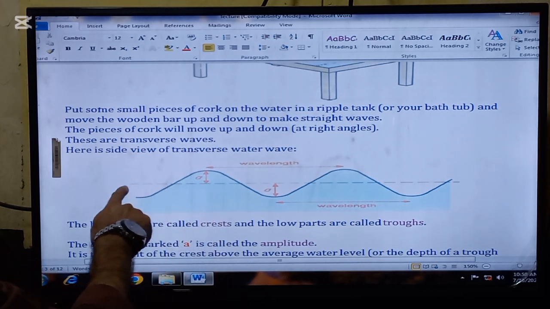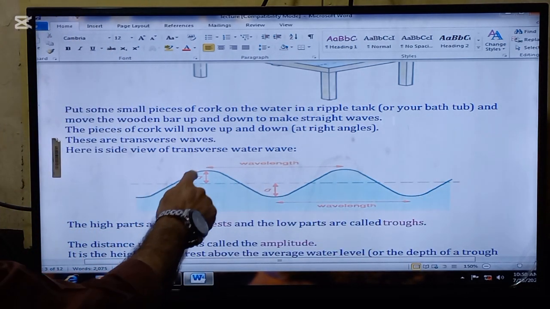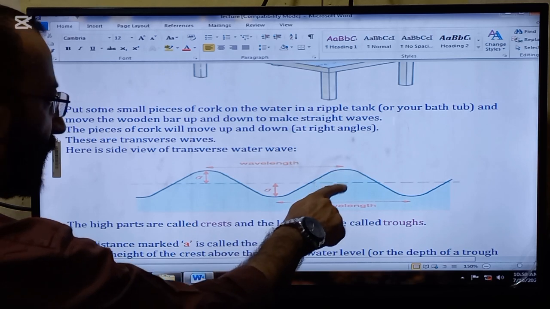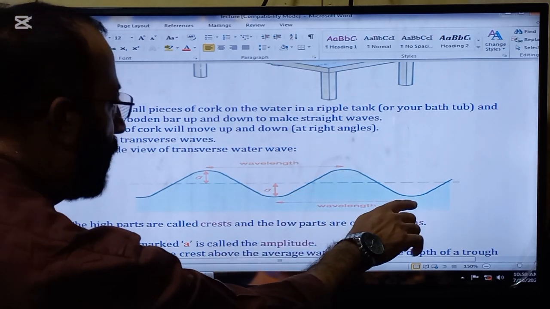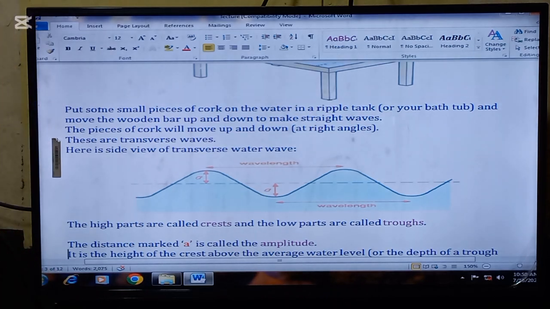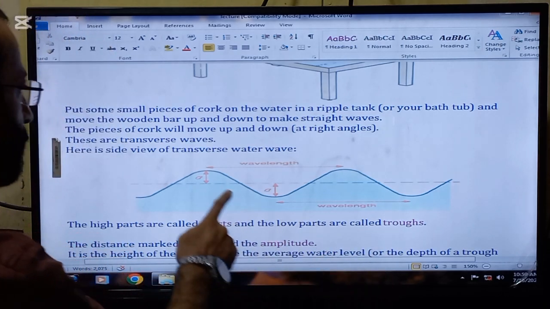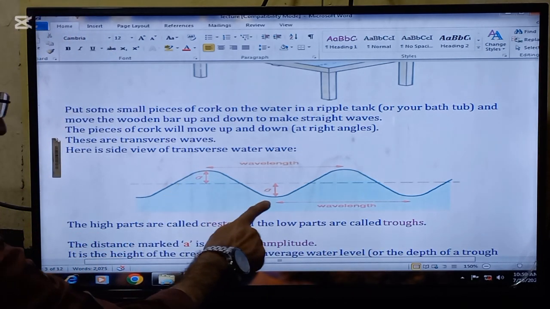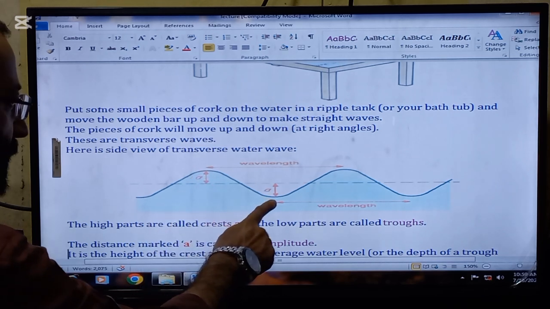So this was the normal position of the wave, that is the dotted line. And here is the highest point of the wave, then the normal point, and this is the lowest point of the wave. The high parts are called crests and the low parts are called troughs. So this is the high part of the wave and this is the low part of the wave. High part is crest, low part is trough.